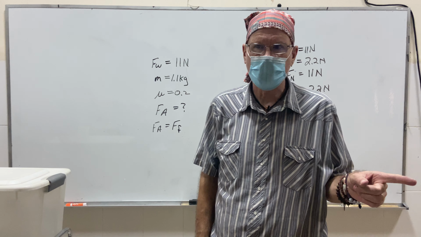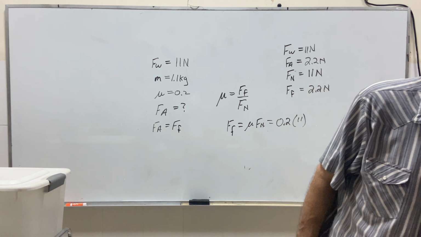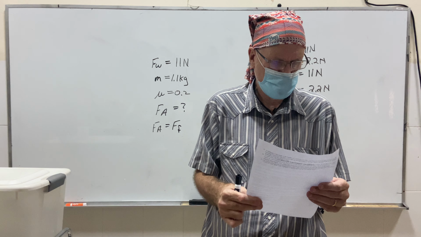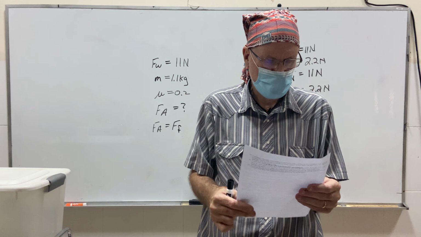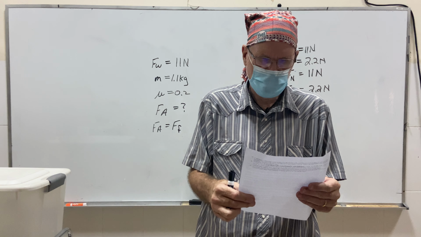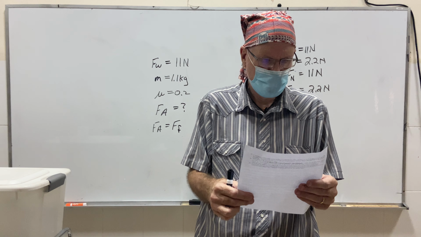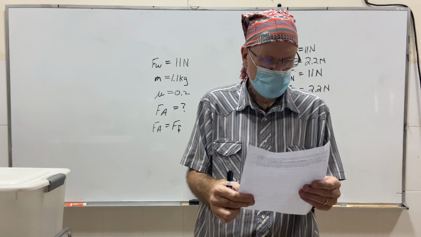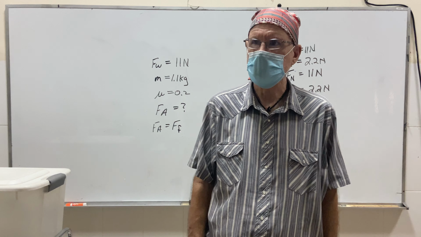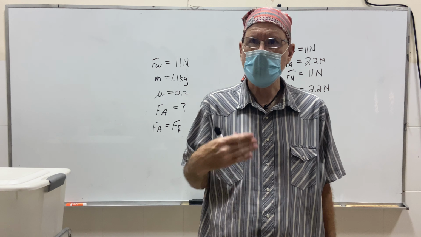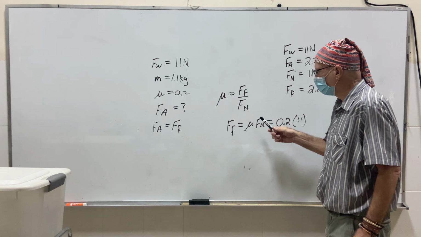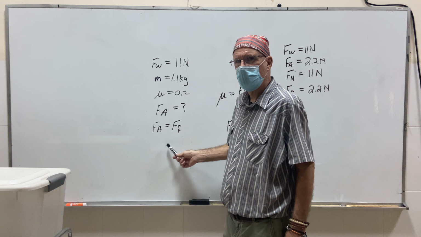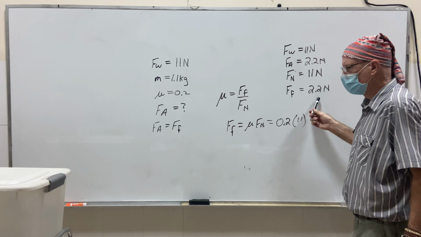They're asking what the frictional force is, correct? It says, what force does the wait person exert on the glass? So that exerted force, the applied force, is going to be the same as the frictional force, and the frictional force is 2.2 newtons.